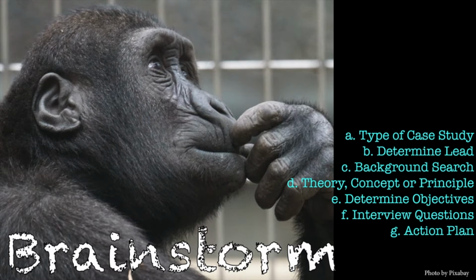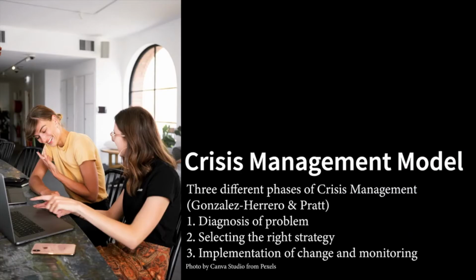So if you are clear about these steps, you have brainstormed and you have a clear picture, you can already have some idea. Now, let me give you an example of what I mean by a concept or a principle here. Let's say I want to write a case study for students. I want to test the crisis management model in class. What is the crisis management model? There are 3 different phases of crisis management, according to Gonzalez and Pratt. They say that every firm will go through these 3 processes: diagnosis of problem, selecting the right strategy, and implementation of change and monitoring.